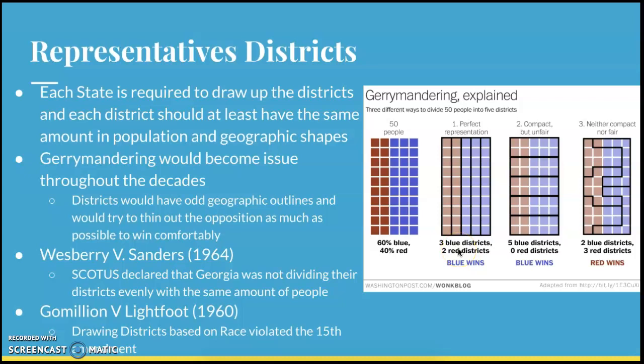So that's equal representation. In the second example, compact but unfair, you have the districts lined up to where you have 5 blue districts and 0 red districts. So here the blue would win.